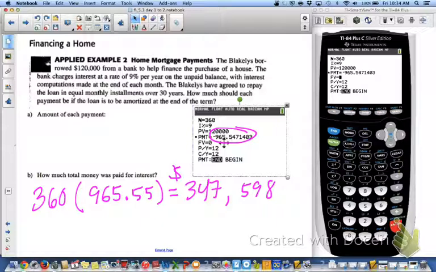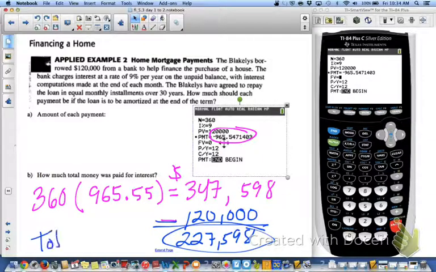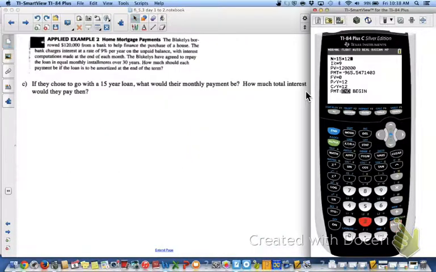We need to subtract what the actual principal value was, which was $120,000, and that leaves you with $227,598 in interest. So almost double the amount that they were actually taking out for a loan is paid for interest. Alright, so now what if they went with a 15-year loan instead?